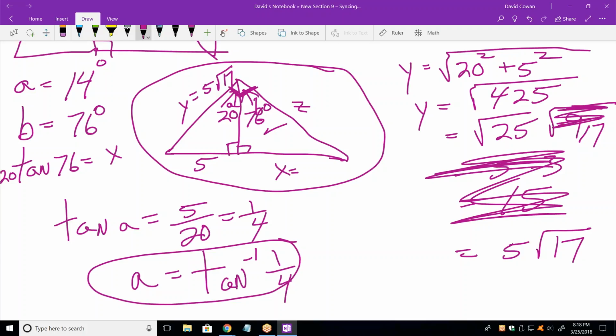That would be 80. How much? 80? 20 times the tan of 76. 20 tangent. Yes, that's what I keep getting. Okay. All right. That actually makes some sense.